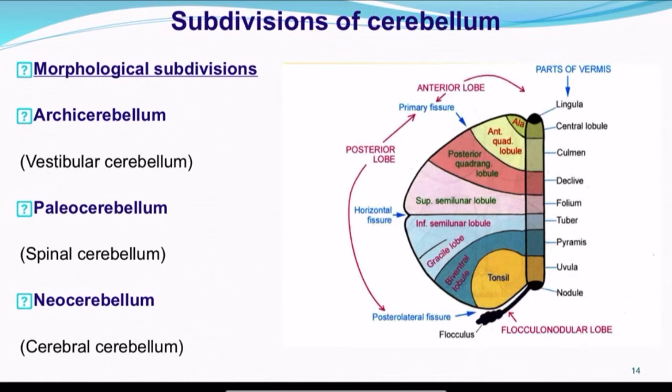Neocerebellum is the most recent one to have evolved in mankind, in primates and mankind, or cerebral cerebellum, which has more cortical connections to do much better skillfully coordinated muscular movements. So morphological subdivisions of cerebellum are archae cerebellum, known as vestibular cerebellum, paleocerebellum, also known as spinal cerebellum, neocerebellum, also known as cerebral cerebellum. Archae cerebellum concerned with equilibrium, paleocerebellum concerned with tone and posture, neocerebellum concerned with highly skilled performance of voluntary motor activities.